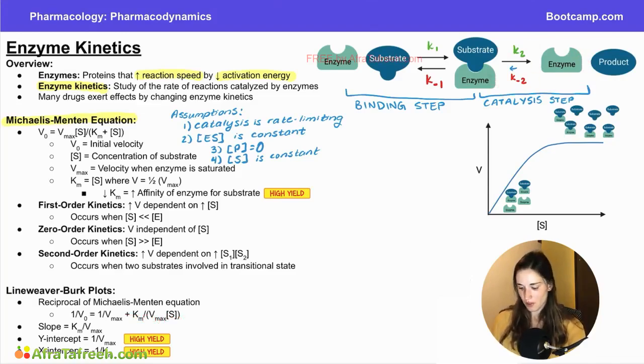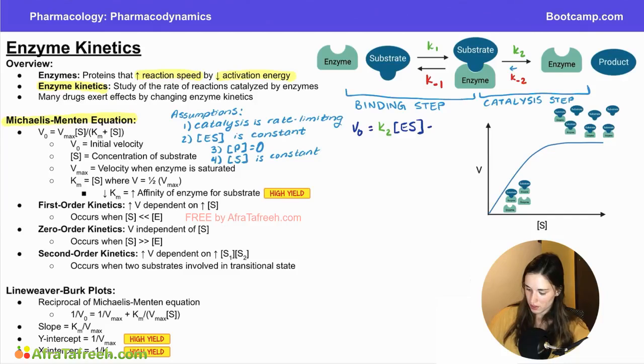That means that our initial velocity, which I will refer to as V0, is going to be equal to the forward rate of the substrate-enzyme to the enzyme and product reaction minus the reverse rate of that reaction. So the forward rate is going to be the forward constant multiplied by the enzyme-substrate complex concentration minus the rate of the reverse reaction, which will be the reverse reaction rate constant, times the concentration of the enzyme and the concentration of the product.